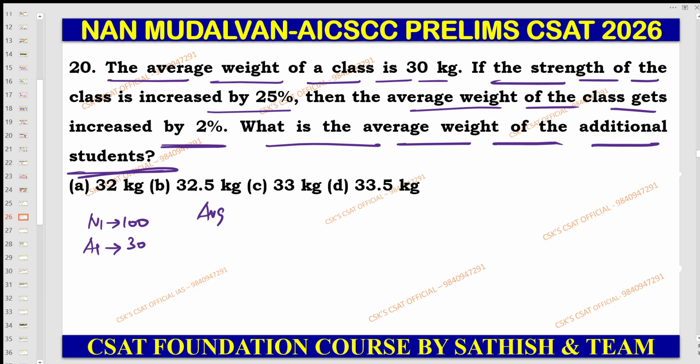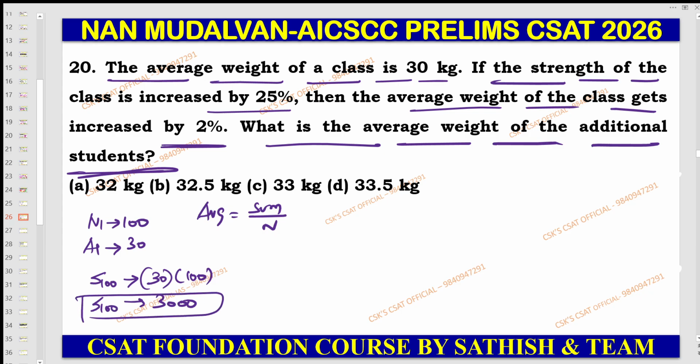Now you know the concept, average is equal to sum by n. So find out the sum of that 100. The average of the 100 here is 30, n here is 100, which is nothing but 3000. This is for 100. Now what is happening here? 25% increase in the strength. So n here is 100, what is the new strength? 125. The average increases by, listen carefully, strength increases, average increases by what? 2%.